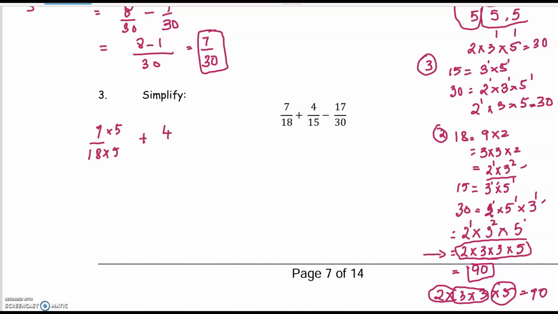Plus 4 over 15. Now 15 has to be multiplied with some number to get 90. So let's look at 90 again. 2 times 3 times 3 times 5, that's equal to 90. 5 times 3 is 15. And 3 times 2 is 6. So 15 times 6 is equal to 90. So we multiply the numerator and denominator by 6.